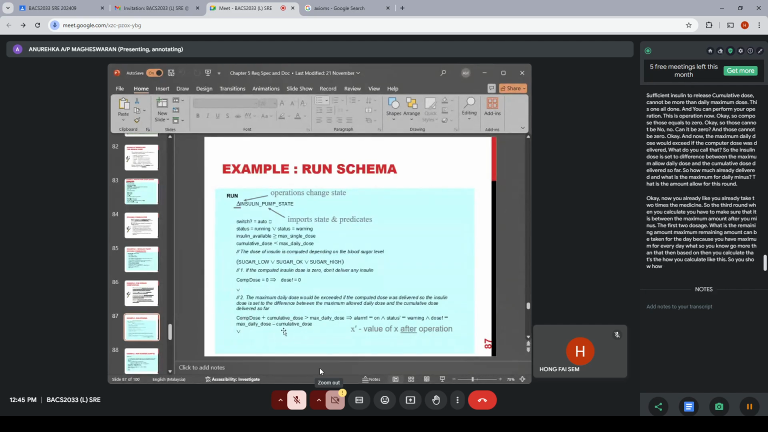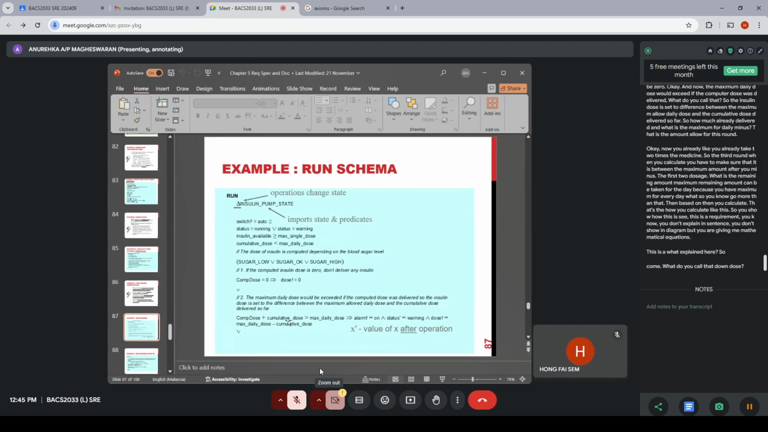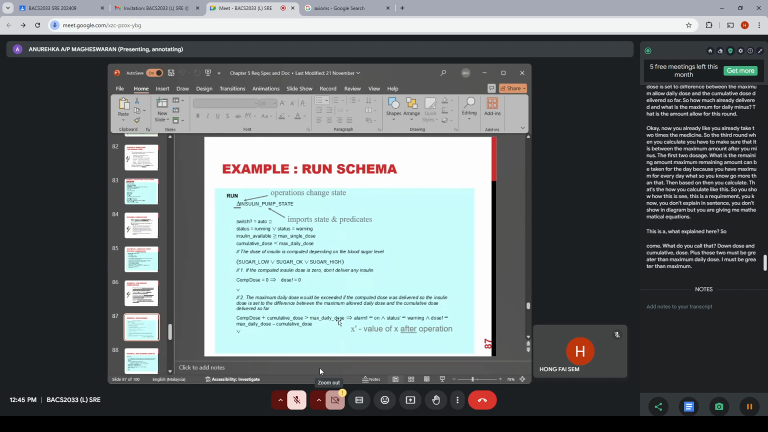So this is a requirement. You don't explain in sentences, you don't show in a diagram, but you are giving it in mathematical equations. You understand or not? This is what is explained here. Dose and cumulative dose, plus these 2, must be greater than the maximum daily dose.